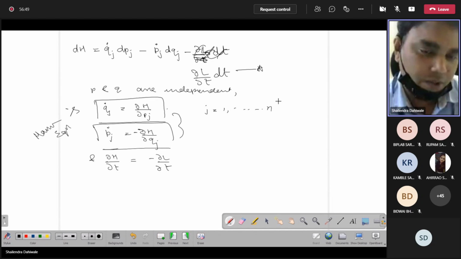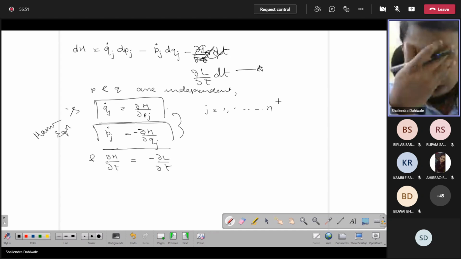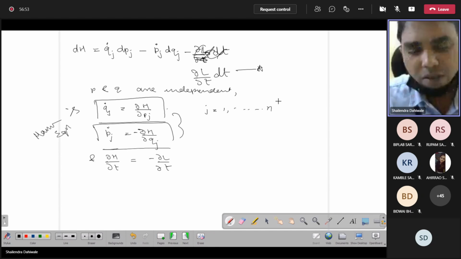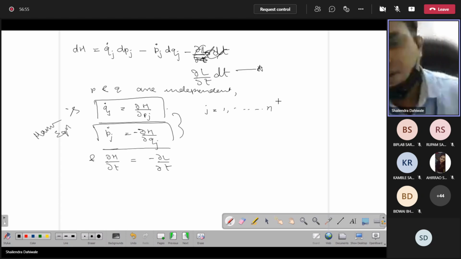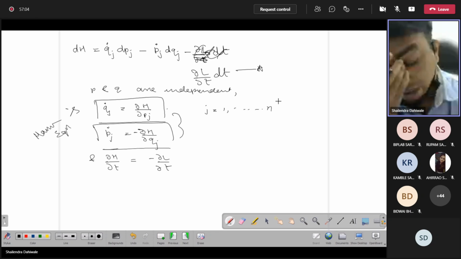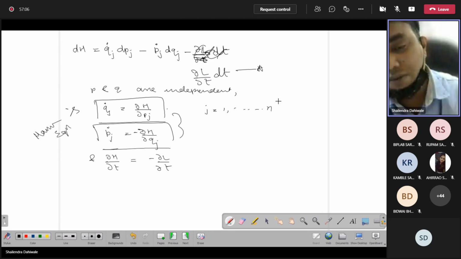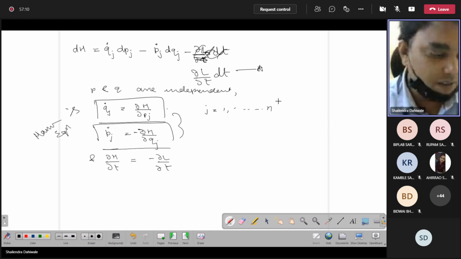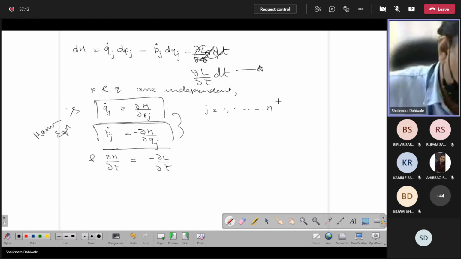So most of the time it is very easy to solve. Only problem is, suppose you have two generalized coordinates, then in Lagrangian you solve two second order differential equations, whereas if you solve it by Hamiltonian, then for 2 you will have 4 first order differential equations. Many of the time it is easy to solve.